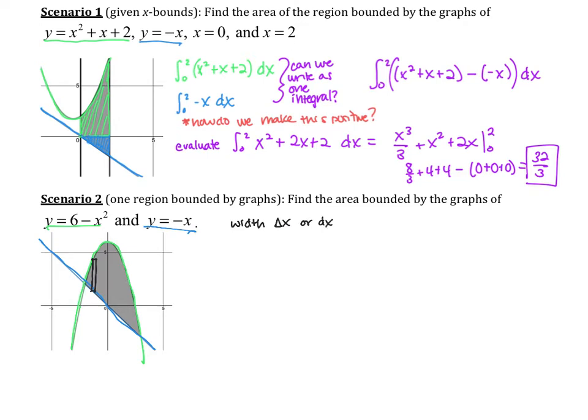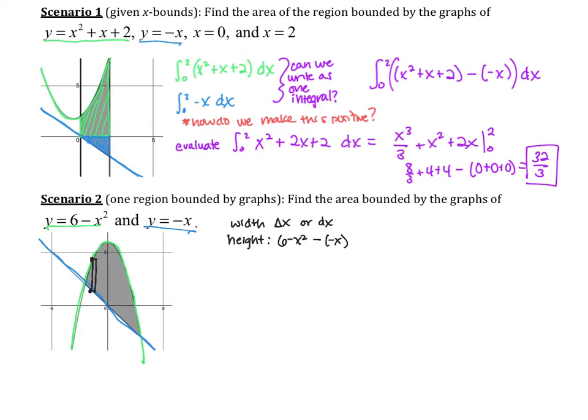How do I determine the height? Well, it starts here at this y value and ends here at this y value. Could I take and subtract the two y's? So if I look at the height of this shape, do you agree that I could take the value I get at 6 minus x squared and take away the value that I got at negative x? So let's put that in integral form.